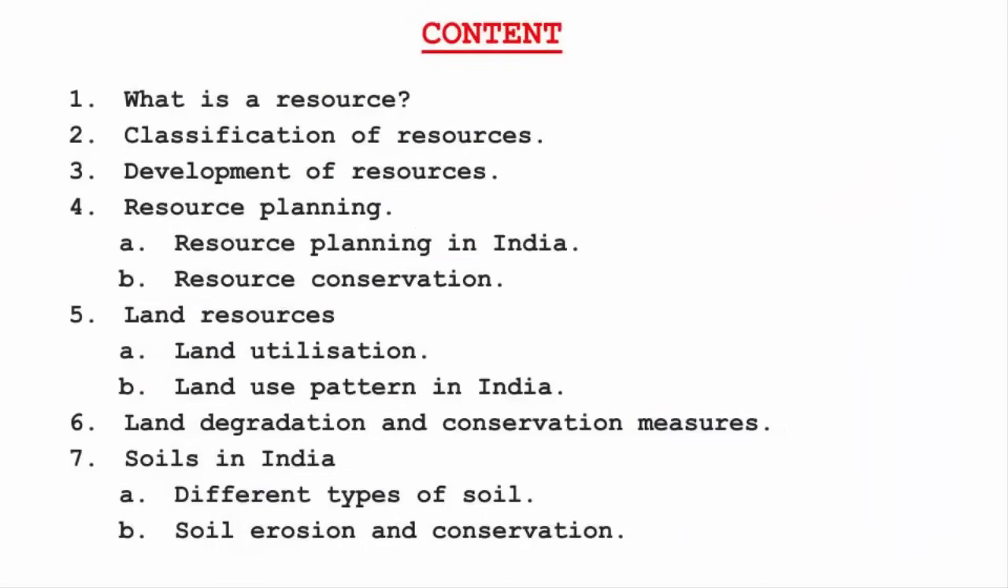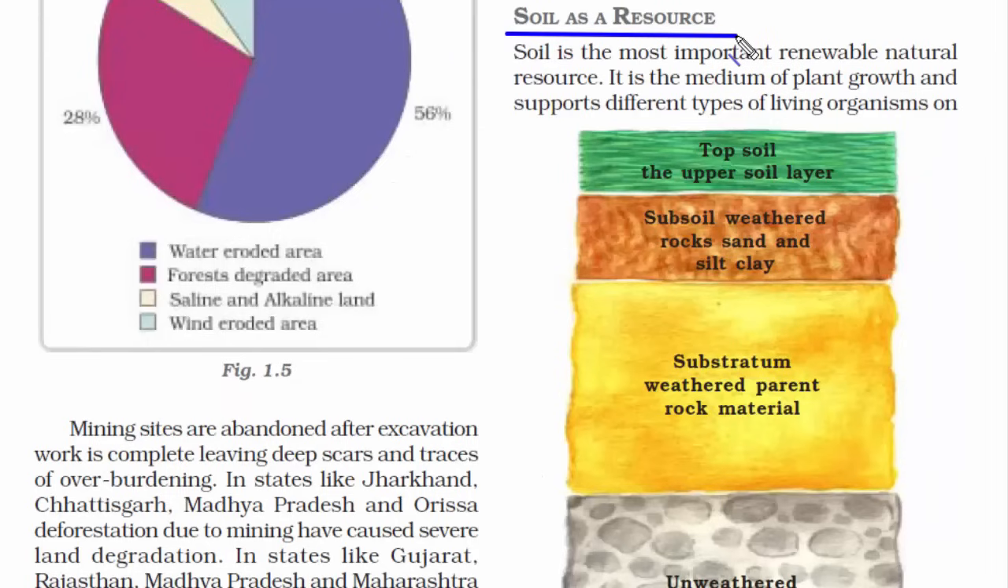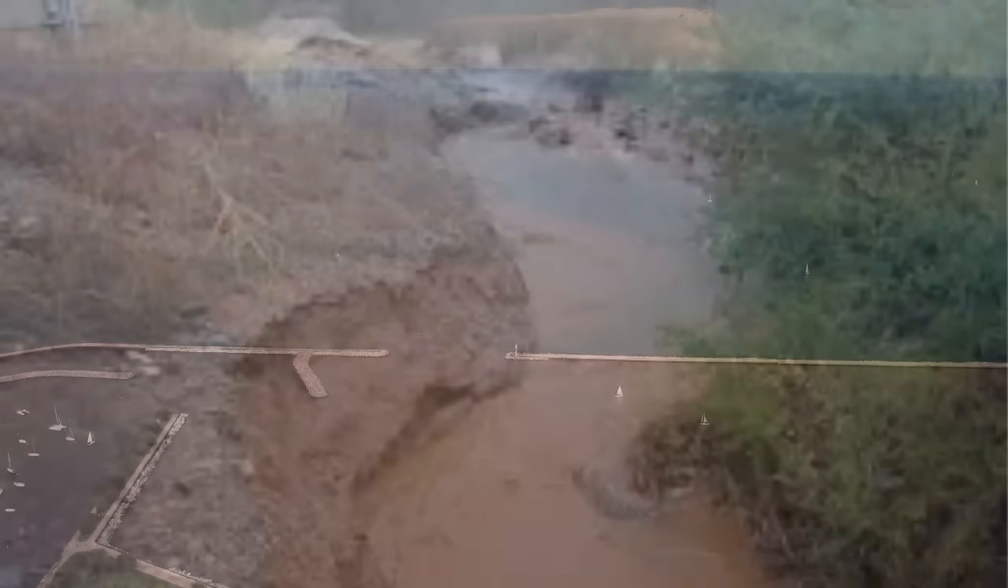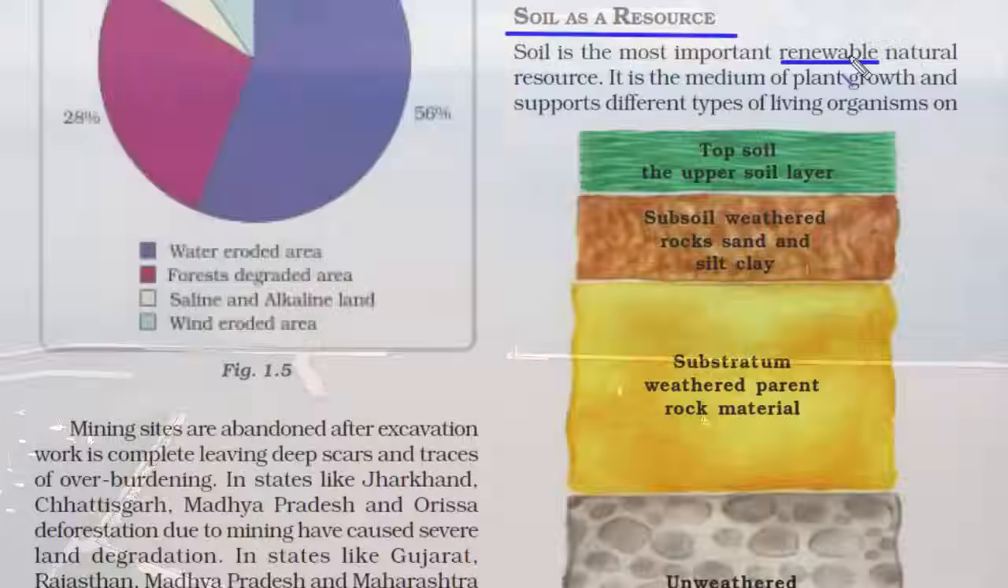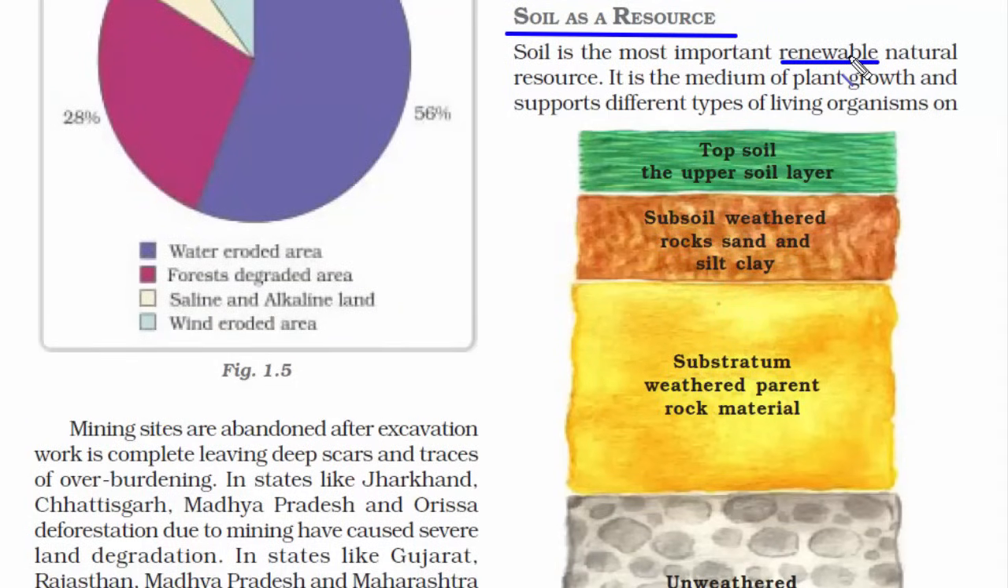And the last topic of this chapter is soils. So after land, it is the soil that is the most important resource, and it is also a renewable resource. Remember that. Renewable means replenishes. So how do we get soil? Soil is brought down by the running flow of rivers. So every time a river flows, it brings large chunks of plain soil. That's why it is called a renewable natural resource. Now it is very important for plant growth, as well as it supports many types of living organisms.